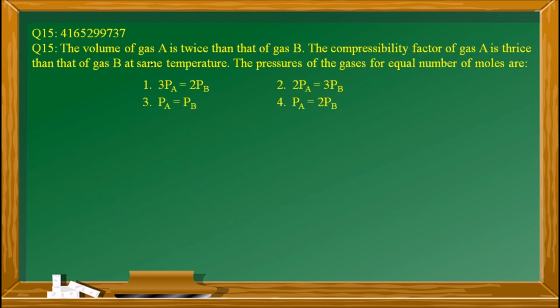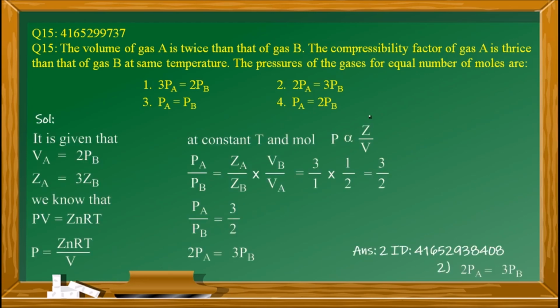Next, question number 15. The volume of gas A is twice that of gas B. The compressibility factor of gas A is thrice that of gas B at the same temperature. The pressures of the gases for equal number of moles are, yes friends, we know the equation. It is given that the volume of A is twice that of B, and the compressibility factor ZA is thrice that of B. Just substitute these values. What we are going to get is PA by PB equal to 3 by 2, or 2PA equal to 3PB. It is nothing but option number 2, the correct option friends. That is, 2PA equal to 3PB is the correct option.